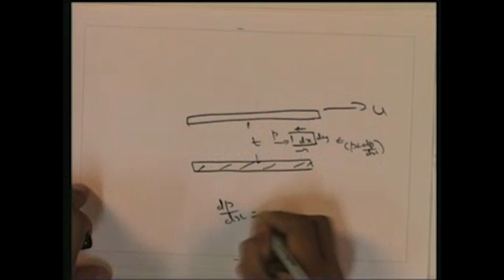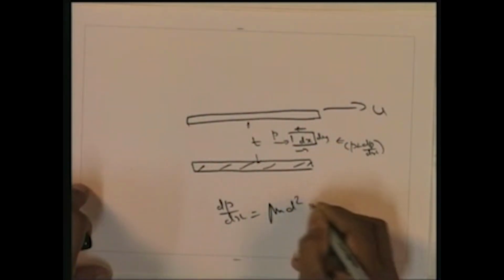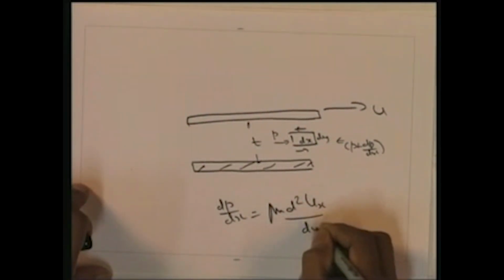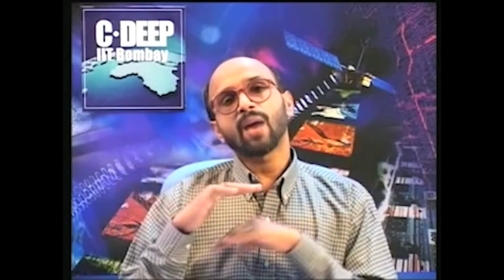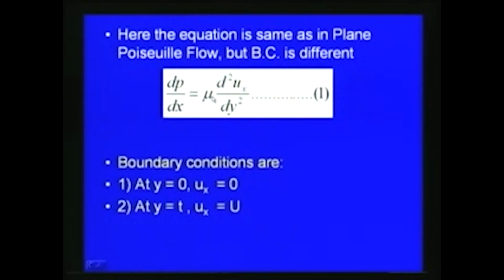Correspondingly, with respect to the plane Poiseuille flow, the equation we derived is dp by dx equals mu d square ux by dy square. With respect to the flow between two fixed parallel plates, the only difference is that the upper plate is moving. So, the basic equation is the same. The basic equation is written here: dp by dx is equal to mu into d square ux by dy square.